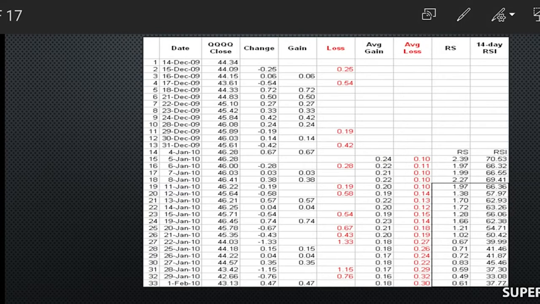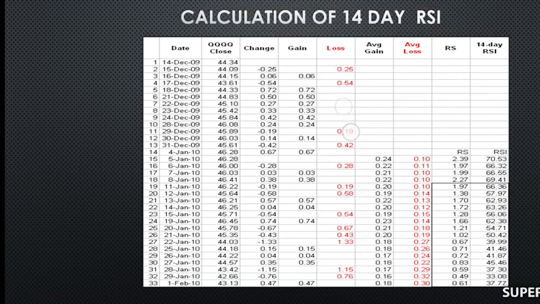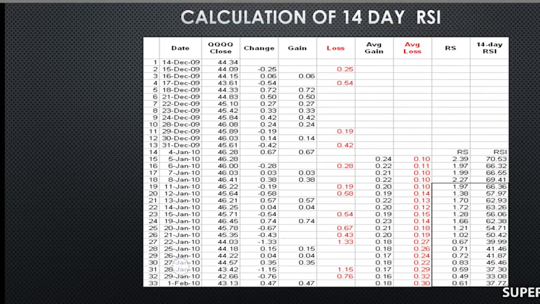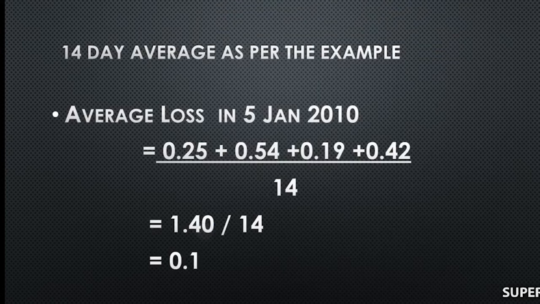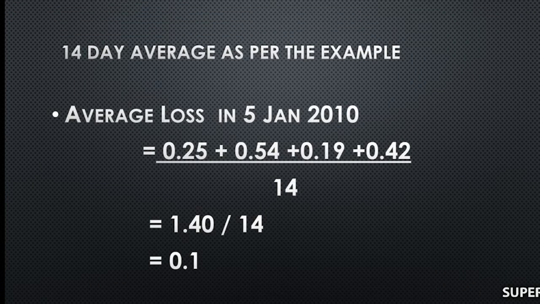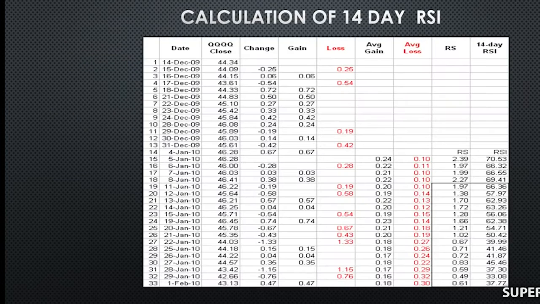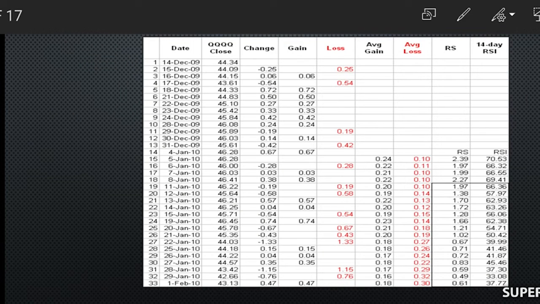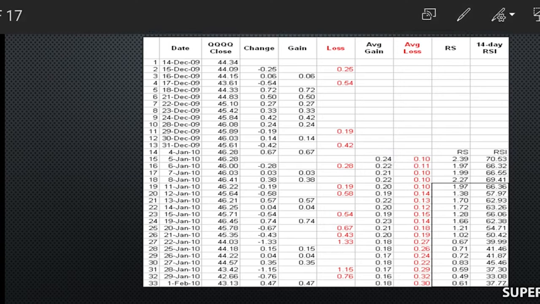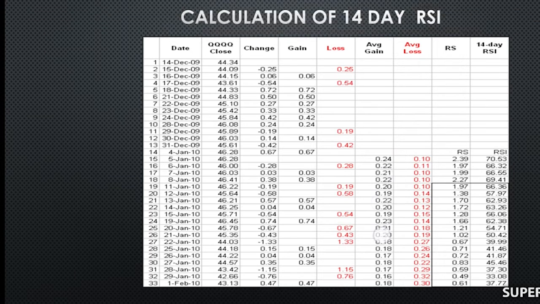Okay, then for getting the average loss, we are adding the 14 days' losses, then dividing by 14. You can see here, the 14 days' losses are added together here and divided by 14, then we get the 14-day average loss. Okay, so on 5th January 2010, the average gain is 0.24 and the average loss is 0.10. So likewise, we can calculate all these average gains and average losses.